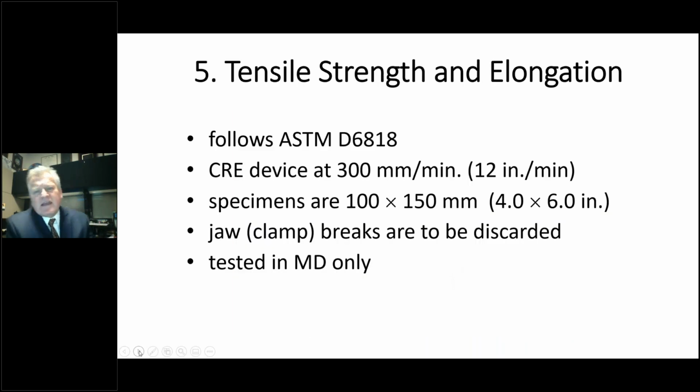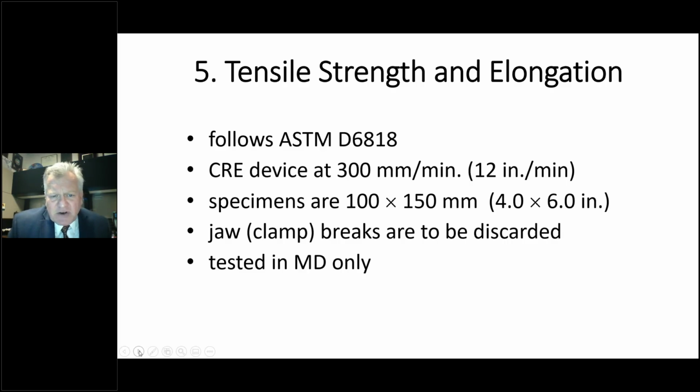Tensile strength, and Drew called this out as a very important property. I concur with that. This performance is critical. It's a test method that's called out in D6818. You're going to need a continuous rated extension machine operating rather quickly at 300 millimeters per minute, 12 inches per minute. The specimen is about 4 inches by 6 inches.